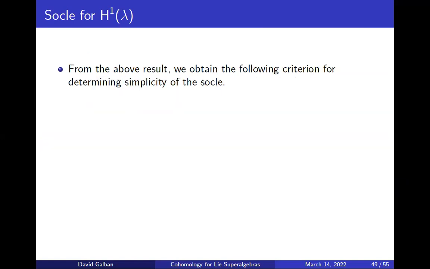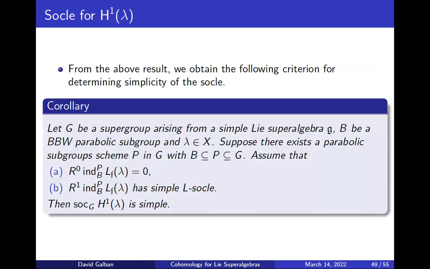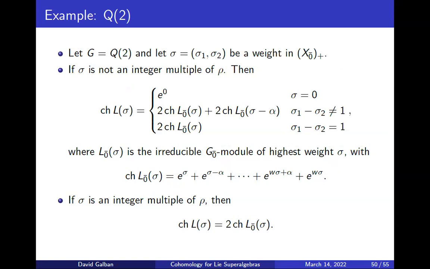And so from that result, we obtain the following criterion for simplicity. As long as we have a parabolic such that the induction from B to P is 0, but the R1 of induction from B to P of L of lambda has simple L socle, then it's going to turn out that the G socle of H1 of lambda is simple, just based on that criterion from the different indices.